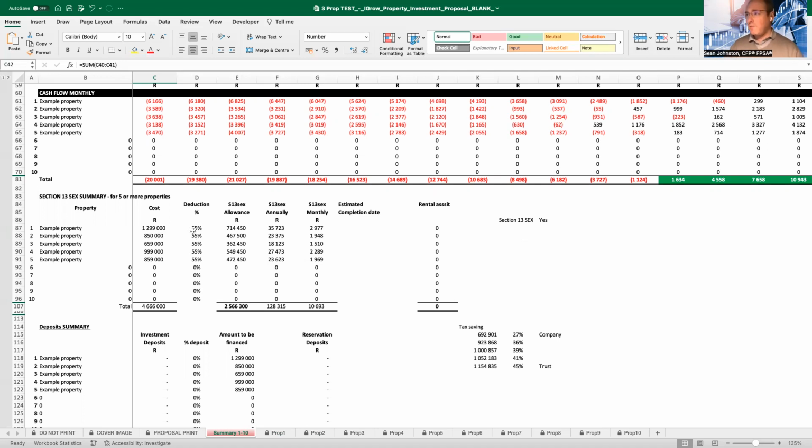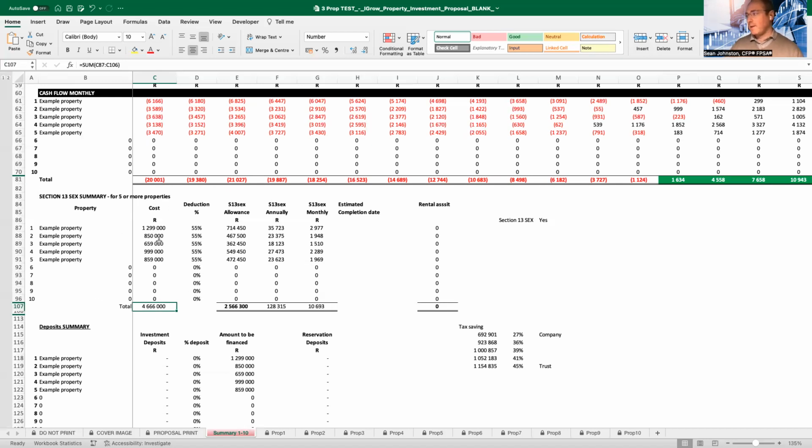The reason why I say minimum is because this is for sectional title in this example. If it's for full title or off plan, then the land is not deducted, but the improvement of the land is, which means that you could have a higher deduction applied, such as 60% or 62%. But in most cases, 55% because it is sectional title, and that is the most common rental property in South Africa. So in this example, 4,666,000 is the acquisition cost across 5 properties.